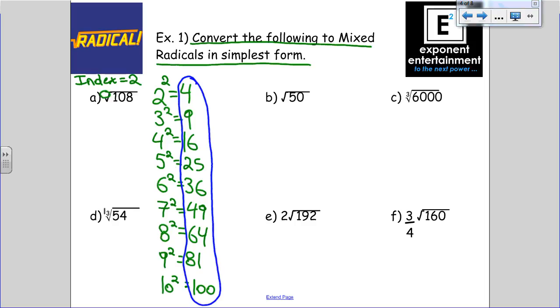What you need to do is figure out the biggest perfect square number that divides into 108. In our case, 108 can be divided by one of these numbers. If you start at the very bottom, you go 108 divided by 100, and that doesn't work. 108 divided by 81, and that doesn't work. You work your way all the way up the chart until you get to 108 divided by 36 equals 3.